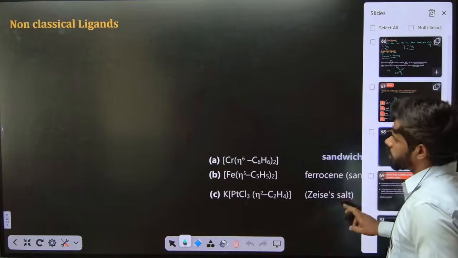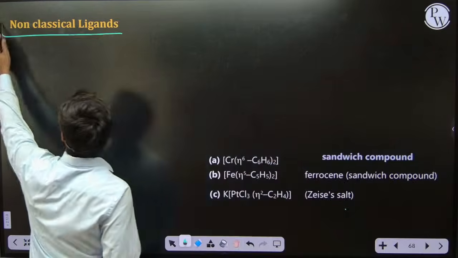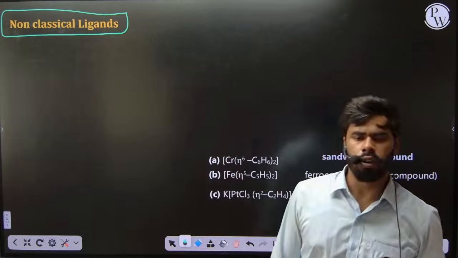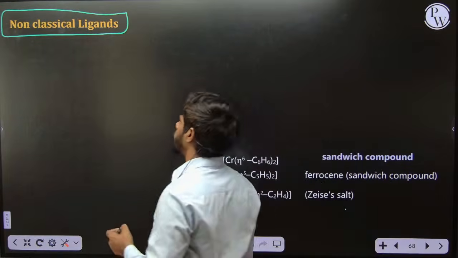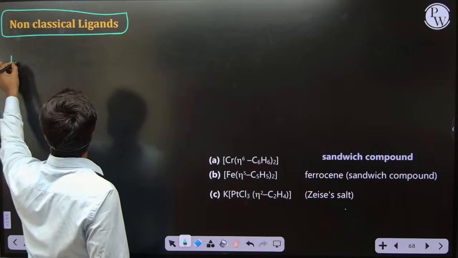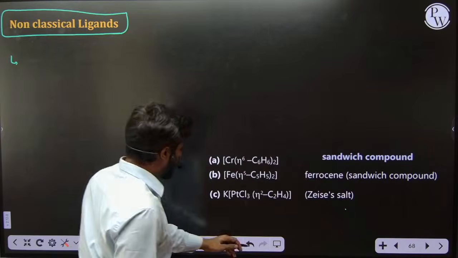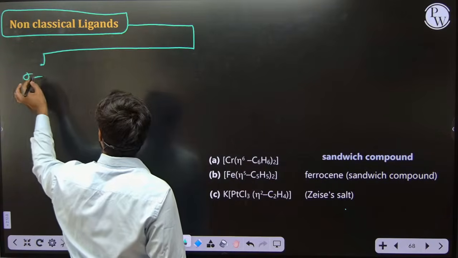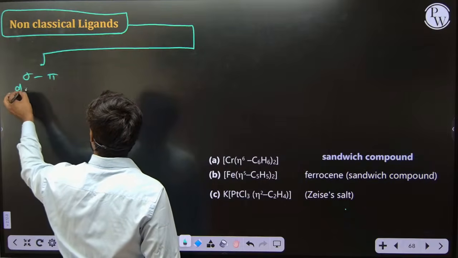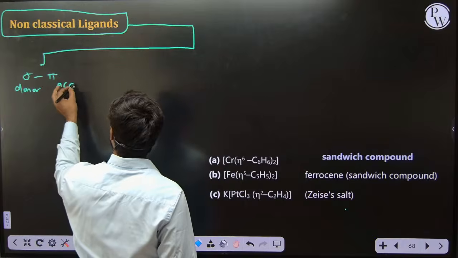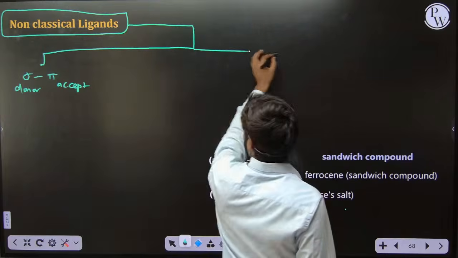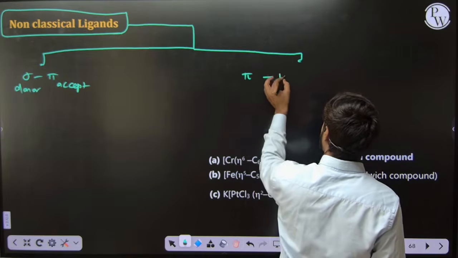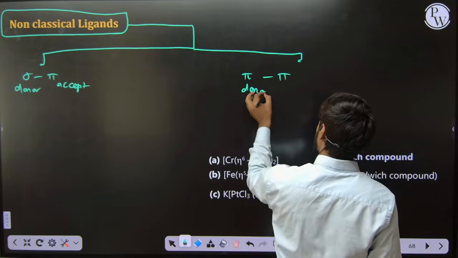Next type of ligand is the non-classical ligands. Classical ligands are those which form the normal type of bond, that is a coordinate bond. Non-classical ligands we can classify as well: first, sigma donor and pi acceptor. And another type of ligand is pi donor and pi acceptor.